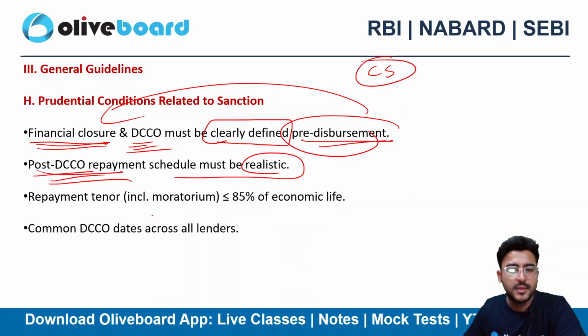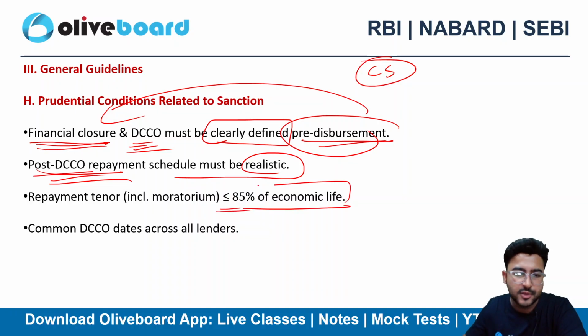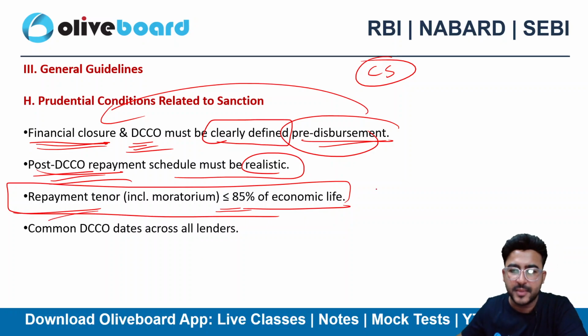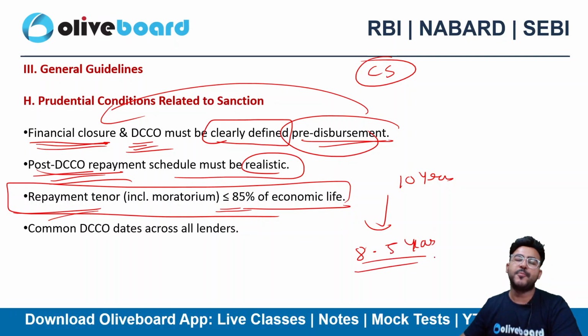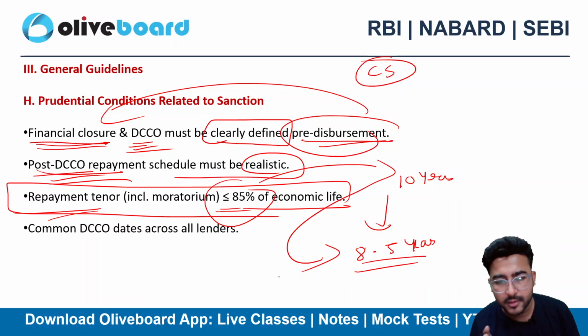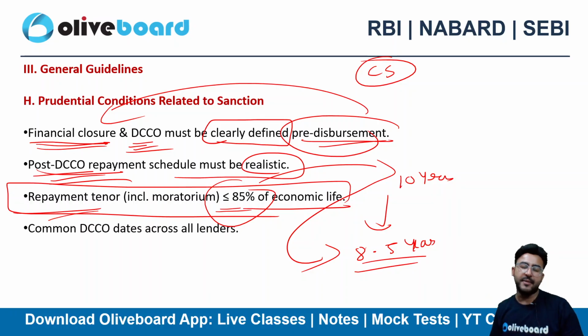Repayment tenure including the moratorium should be less than or equal to 85% of the economic life. Now repayment tenure, let's suppose the economic life is 10 years, then the repayment tenure will be less than or equal to max 8.5 years, right? 85% of 10 years, that's 8.5 years. So it can be lower than 8.5 or at most it can be 8.5, right?